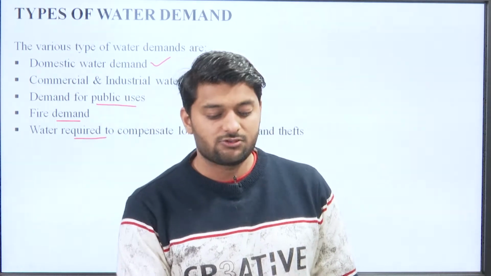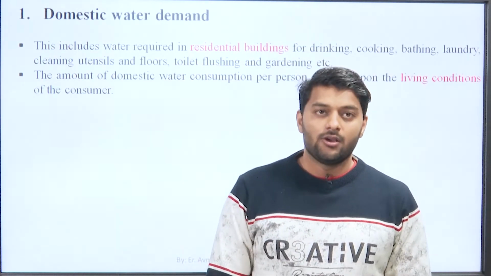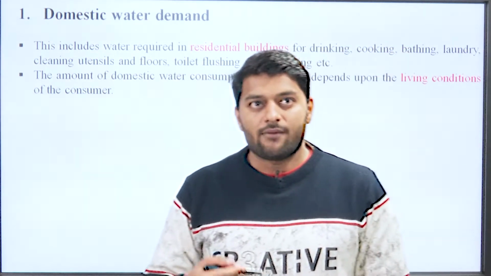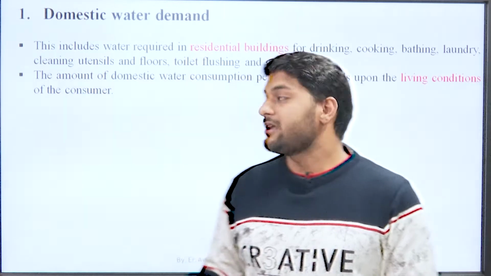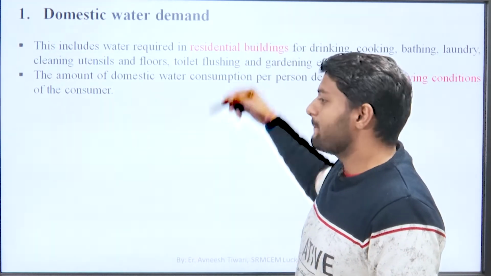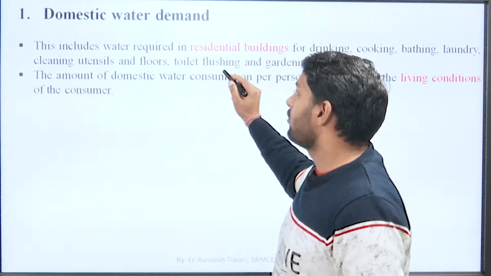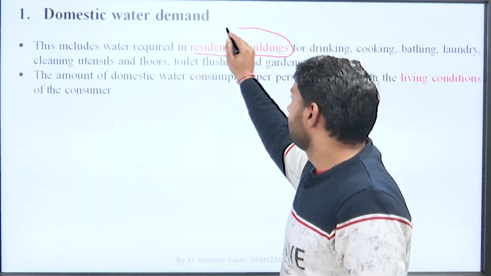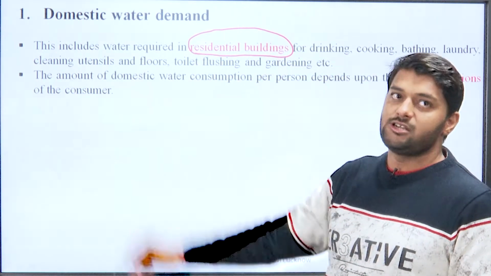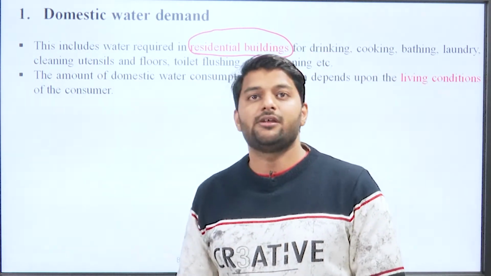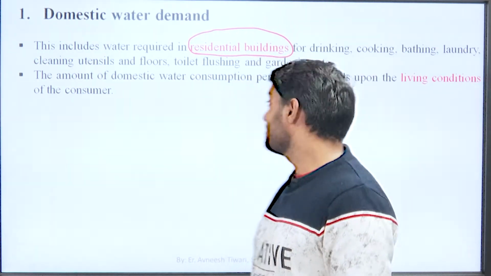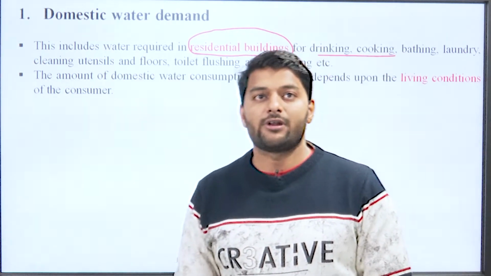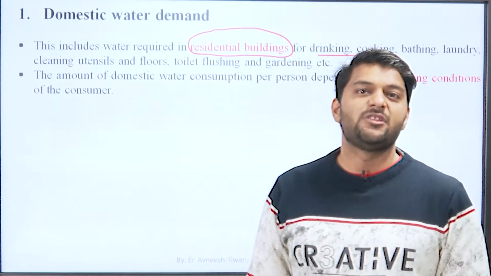So coming to our first water demand, that is domestic water demand, which I just discussed, that is where we are consuming the water. So in domestic water demand, the water required in residential buildings, so the water supplied in residential buildings will come under this category. And what are the purposes? The purposes are drinking, cooking, bathing, cleaning utensils, floor cleaning, toilet flushing comes under this category.